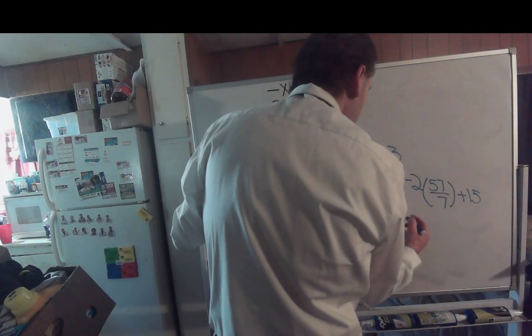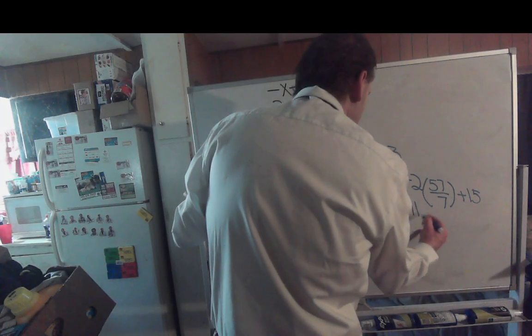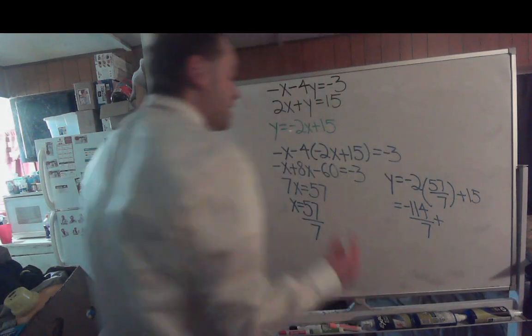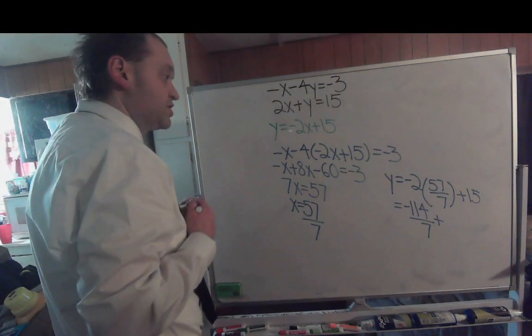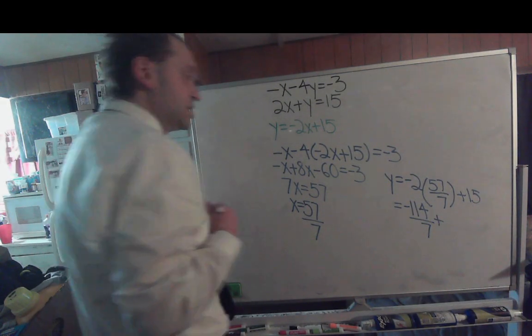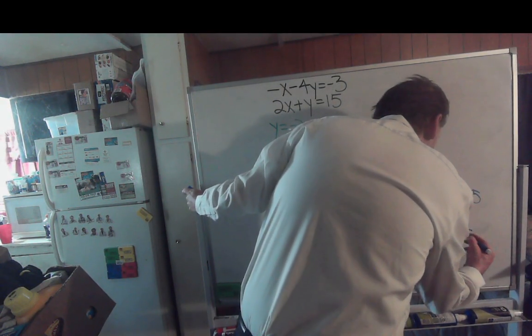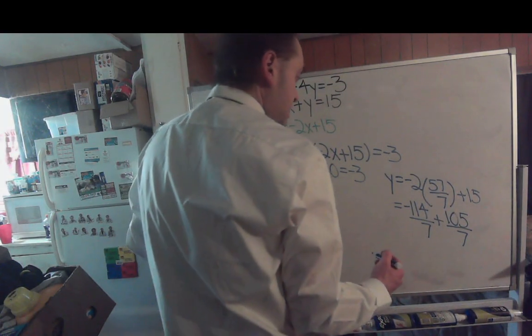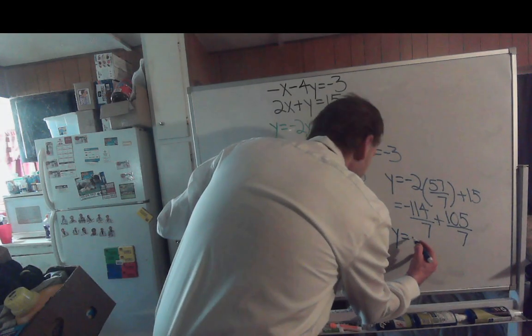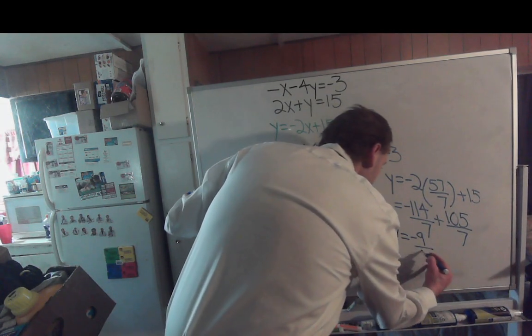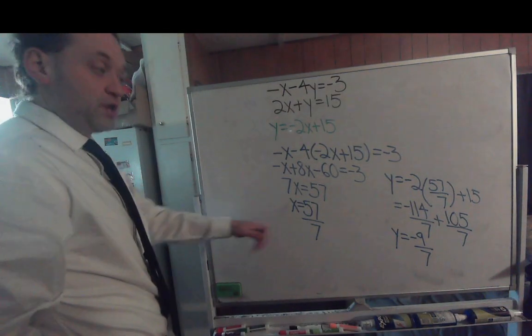which would have to mean it's -114/7. All right, now what is 15 in terms of 7? That'd be 105/7. Which would end up giving you that y equals -9/7. So yes, this one was pretty hideous, but you will get that sometimes.